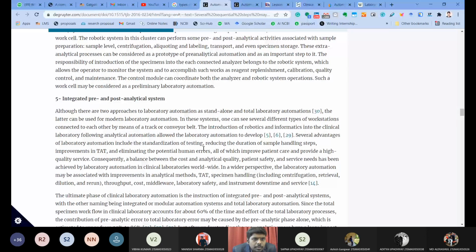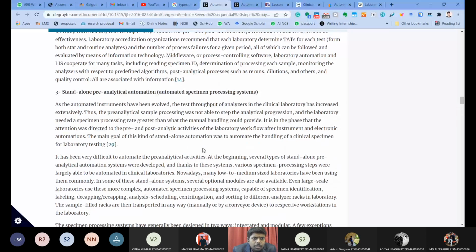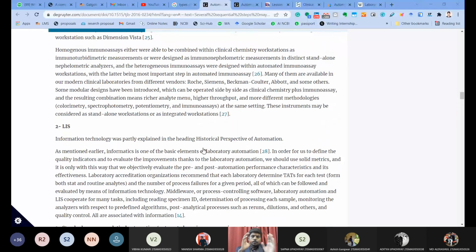See here. Now, students, as I stated already, we have three phases of automation in the clinical setup: pre-analytical, analytical, post-analytical. Before the patient, while treating the patient, and after. Before treating the patient, while treating the patient, after treating the patient. In these three, we are using various types of automations.